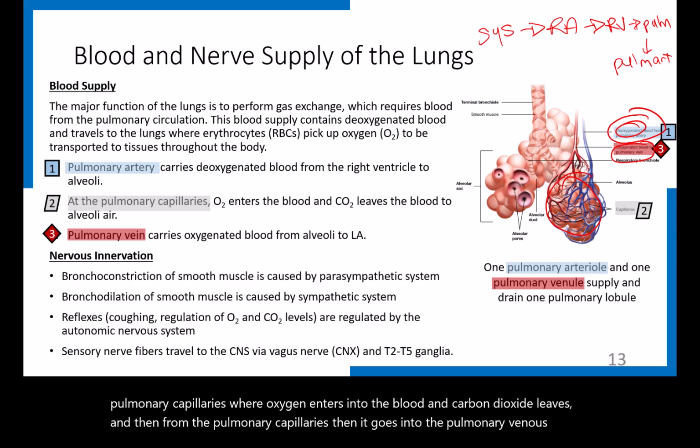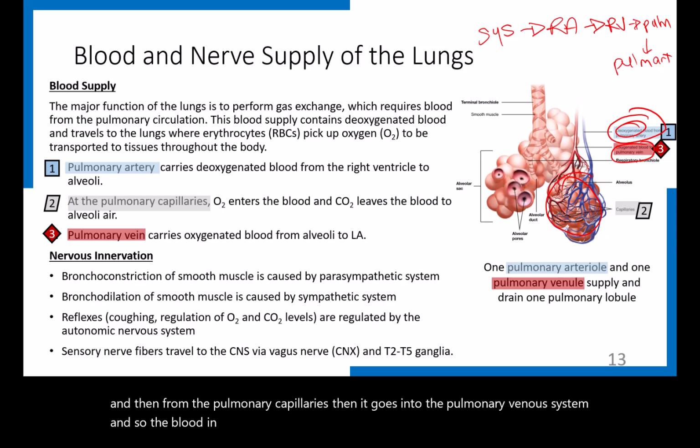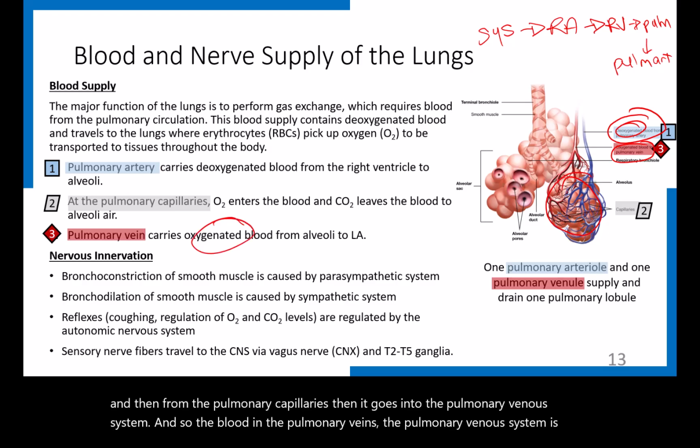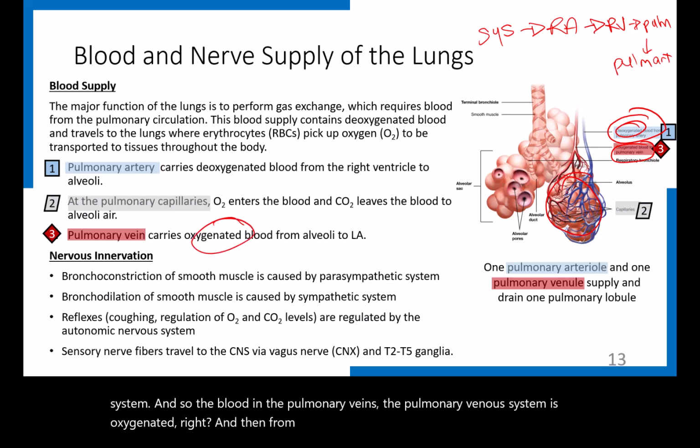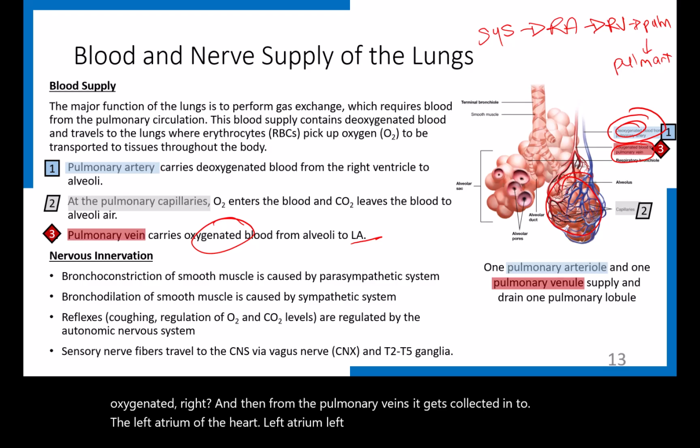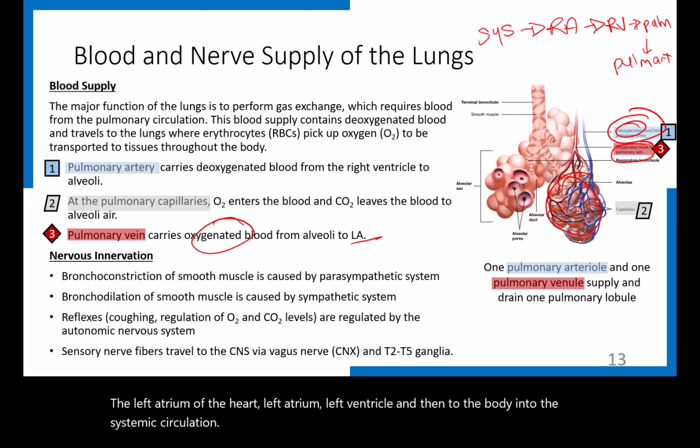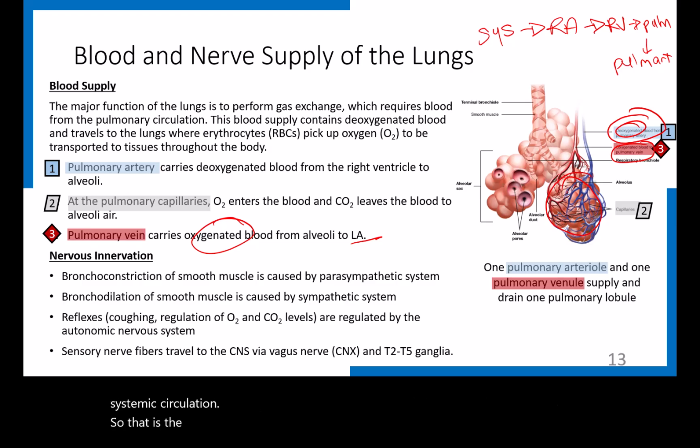And so the blood in the pulmonary veins, the pulmonary venous system, is oxygenated, right? And then from the pulmonary veins, it gets collected into the left atrium of the heart, left atrium, left ventricle, and then to the body into the systemic circulation. So that is the blood supply.